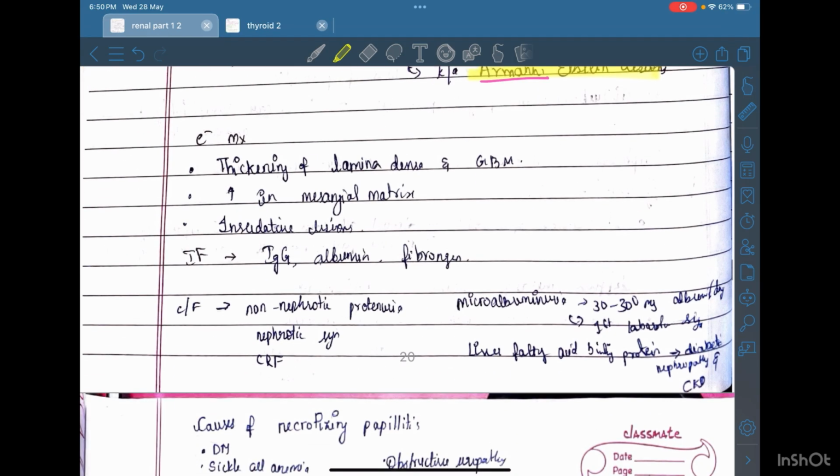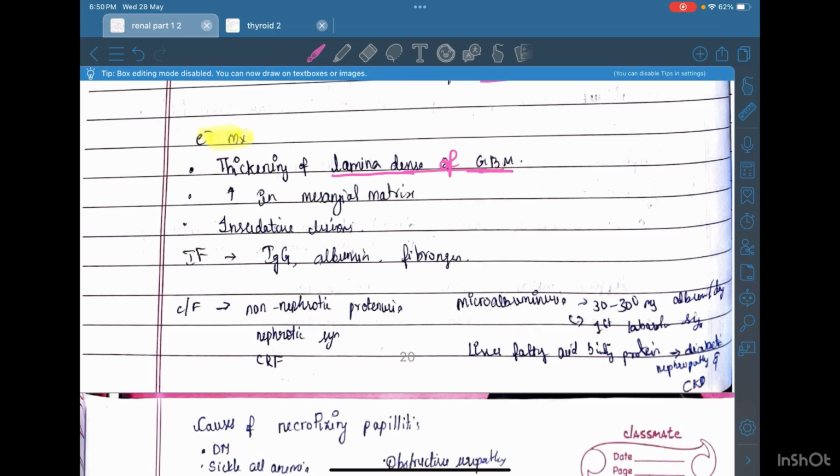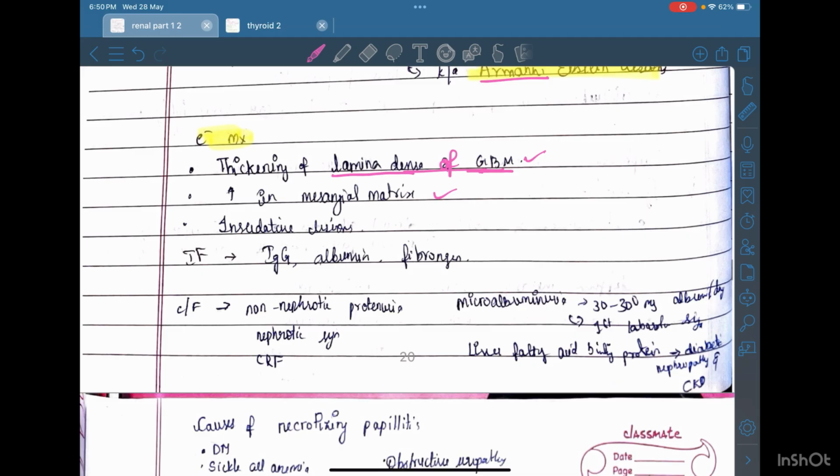Then coming to the electron microscope, there is a thickening of the lamina densa of the glomerular basement membrane, nothing but thickening of the glomerular basement membrane, and an increase in the mesangial matrix. Then the exudative lesion appears as an electron dense nodule.